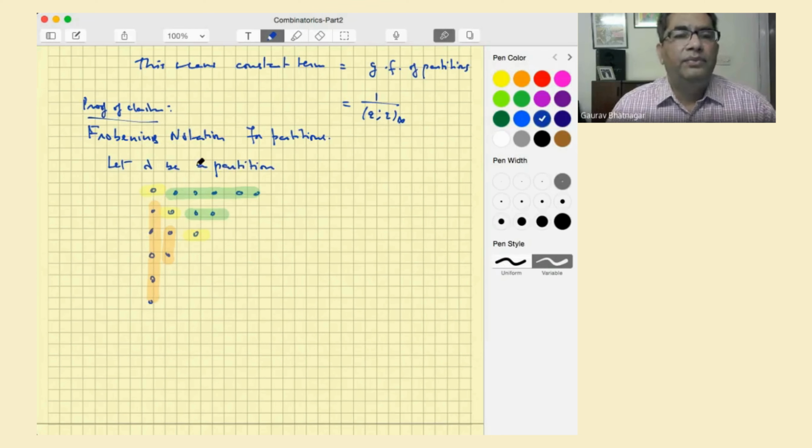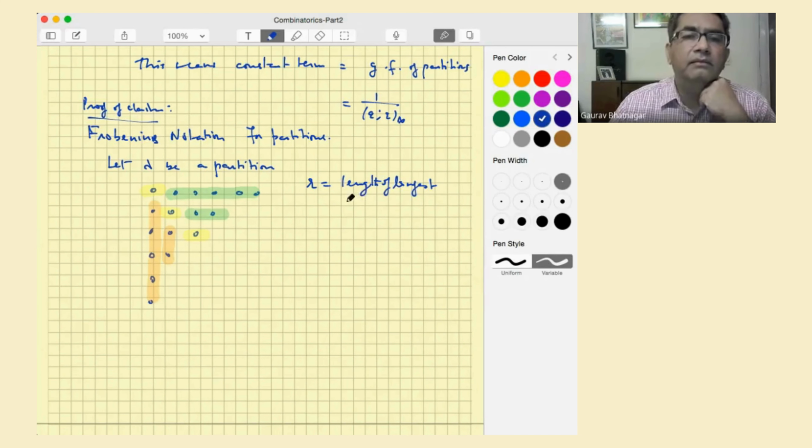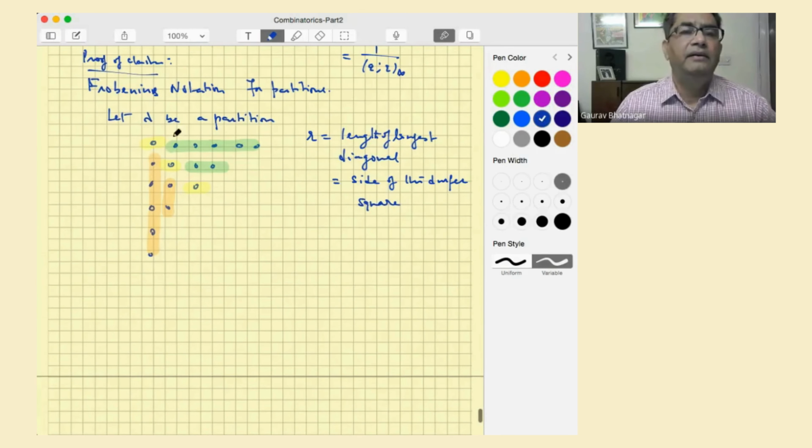Okay, so for this partition, whatever it is, let R be the length of the longest diagonal. We had done something called a Durfee square. So it's the side of the Durfee square too. So this 3 by 3 business, the largest square, right?